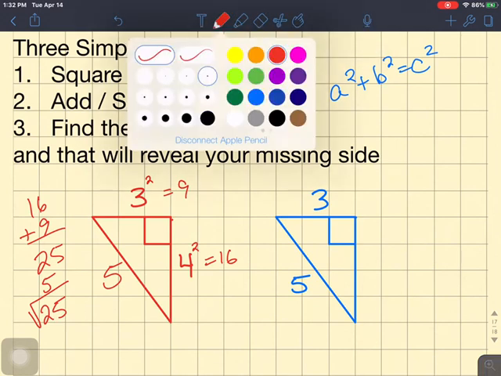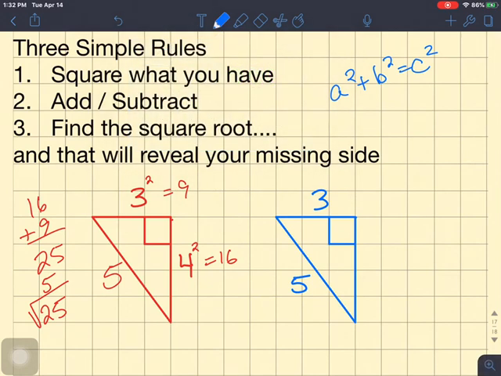And then we're going to do it for the blue. You'll notice that the blue, we have the longest side, the hypotenuse 5. We have one of the two shorter sides, and we're going to follow those simple rules again. Square the two numbers that you have. So we have 3 times 3 is 9, and 5 times 5 is 25. So we have 25 and 9.